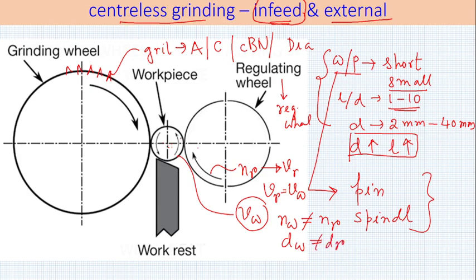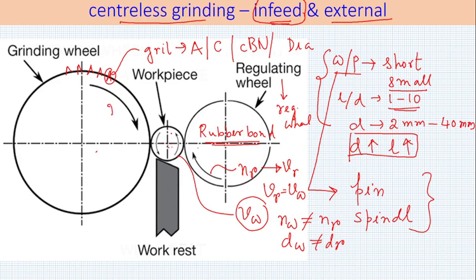Earlier, the workpiece was being driven by a motor. Now it is not being driven by a motor. It is driven by a regulating wheel. Most of the time, this is a rubber bonded wheel. There are different kinds of bonding materials in a grinding wheel. We have not discussed that, but for the time being, note it down that this is a rubber bonded regulating wheel and this is a grinding wheel which has grits, and these grits will remove the material by micro cutting action as we have discussed earlier.